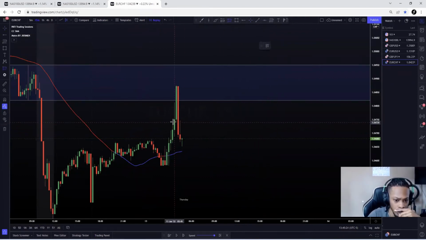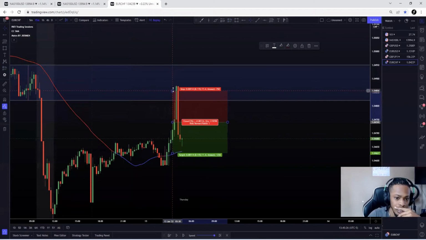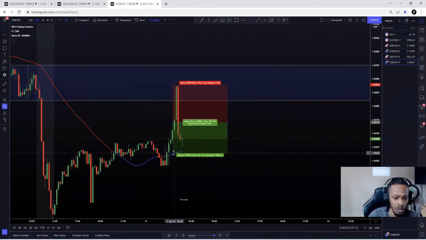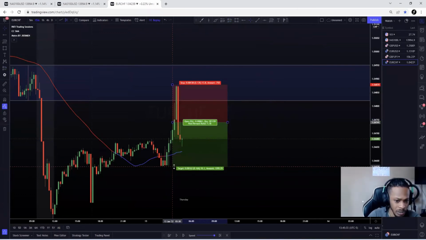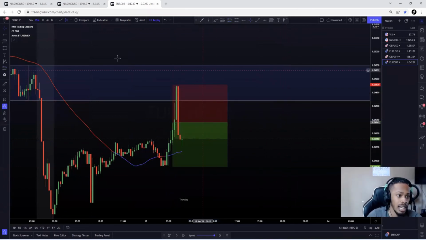Stop loss will literally be right here, because on the 15 minutes I'm putting mine above the candles since we're already on the 15 minutes. So the first take profit, you feel me? That's already big. Now let's see what it looked like on the 5 minute.